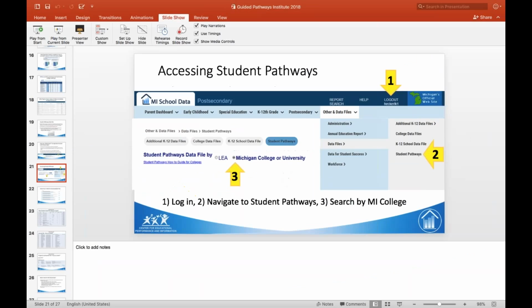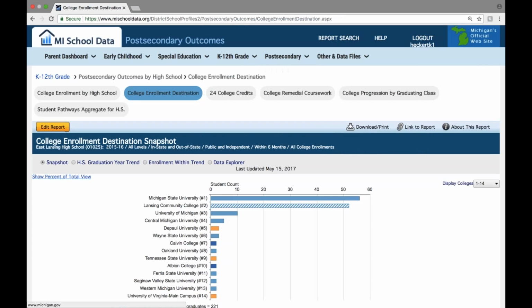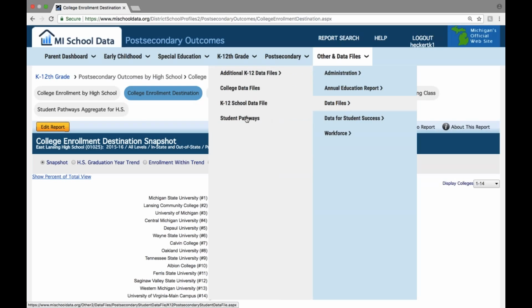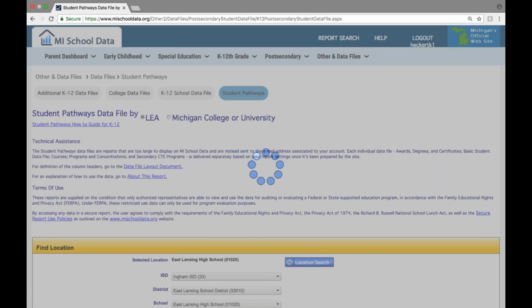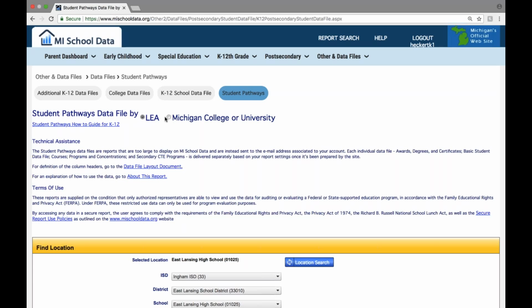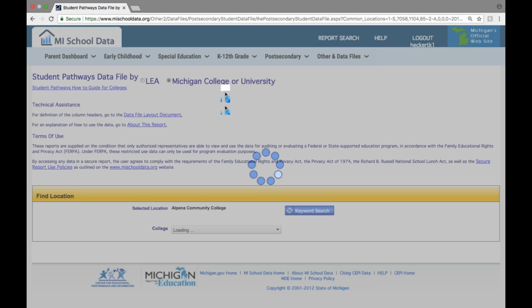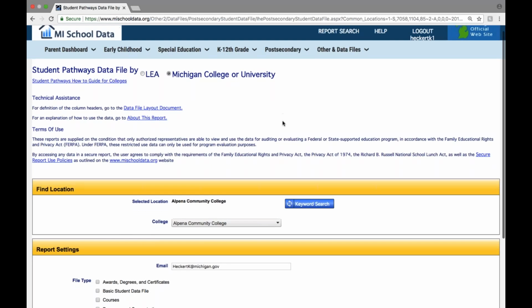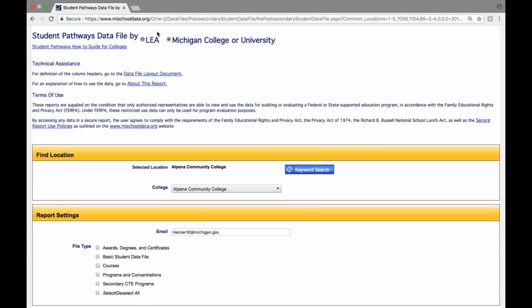Now, actually, I lied. I'm going to jump to the site real quick. So I'm following my own instructions there, navigating to Student Pathways. It defaults to LEA. Go ahead and switch over to Michigan College or University. And up here's all the report information, the how-to guide, which will take you step by step through what's in these files. I've always been one to just jump right into things, so that's what I'm doing here. But you have much more report documentation up at the top.